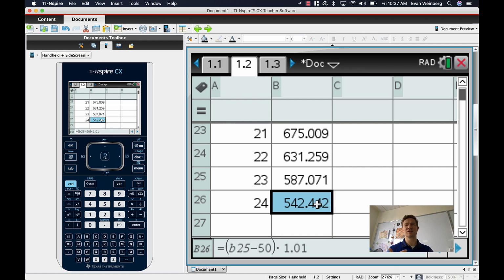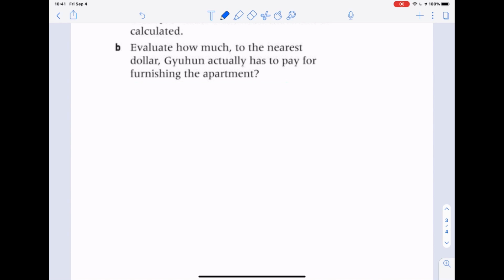So we can see that at 100 per month, I'm paying too much, but at 50 per month, I'm paying not enough. And so I've established that I'm probably going to be paying between $50 and $100 per month in order to pay this off in exactly 24 months. So let's look at what we can do now to figure out the exact amount that I should pay per month to pay it off in exactly 24 months.